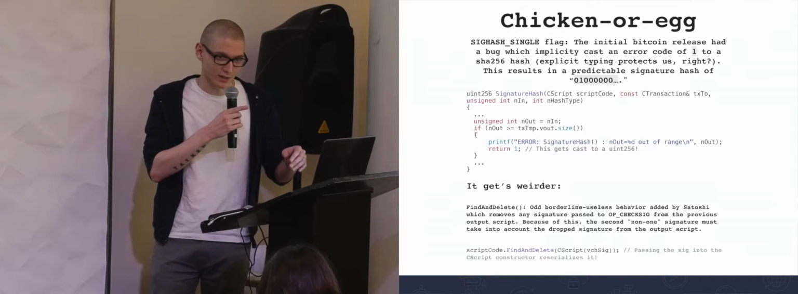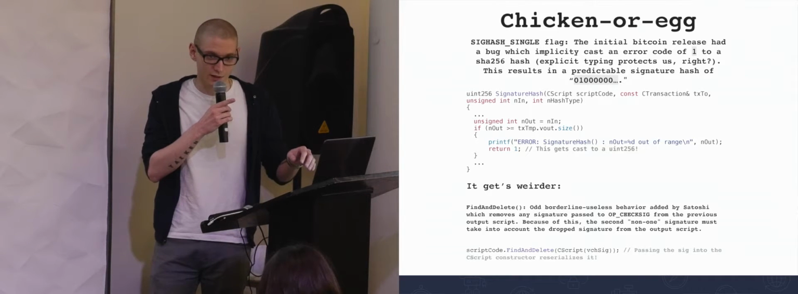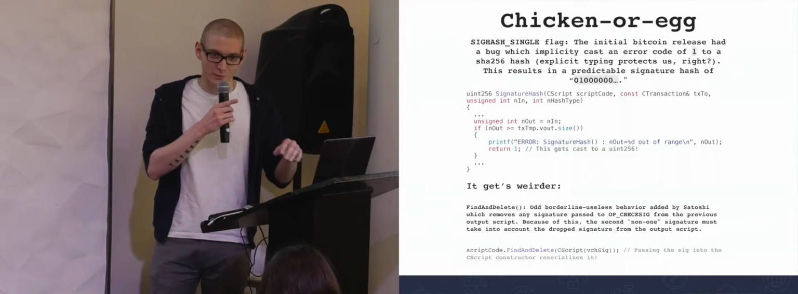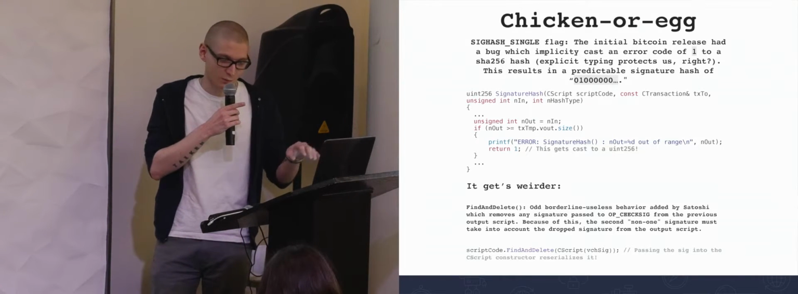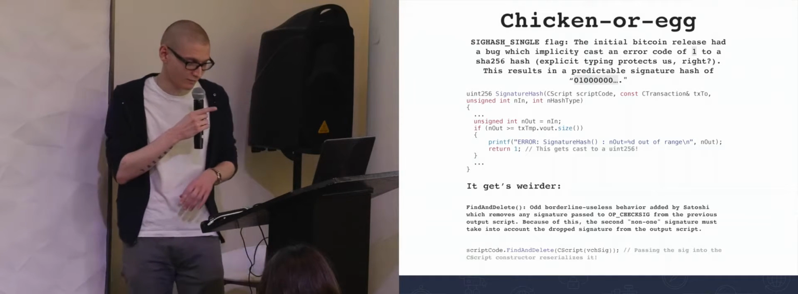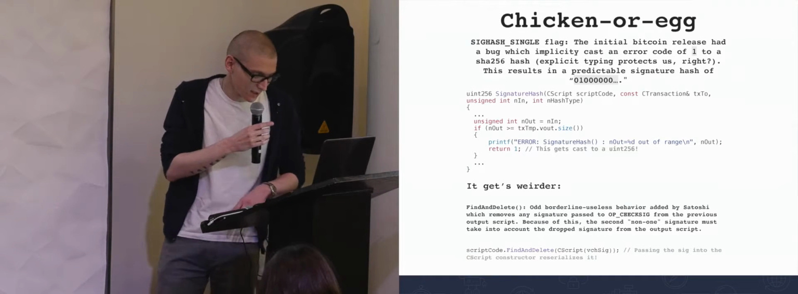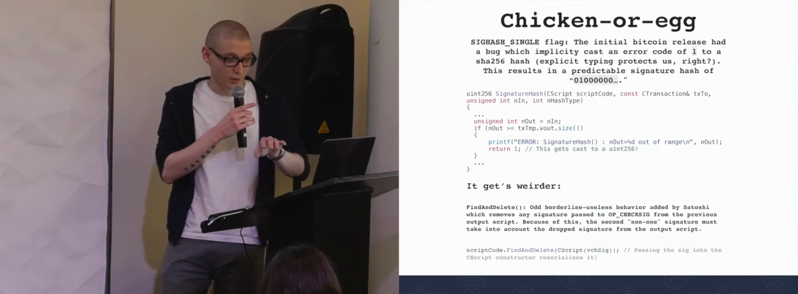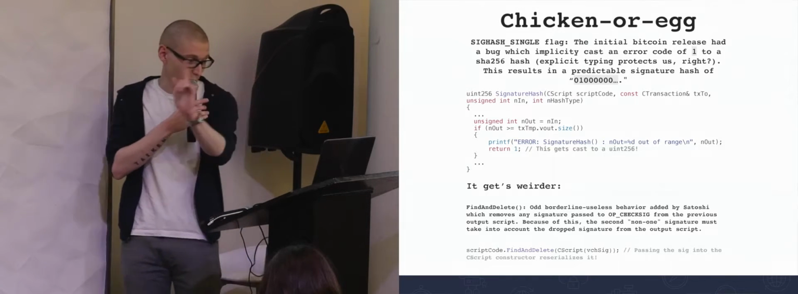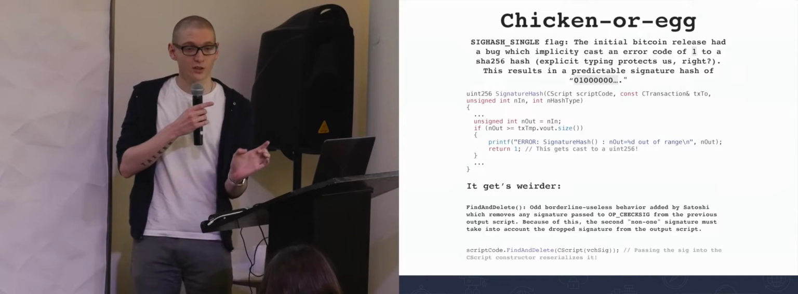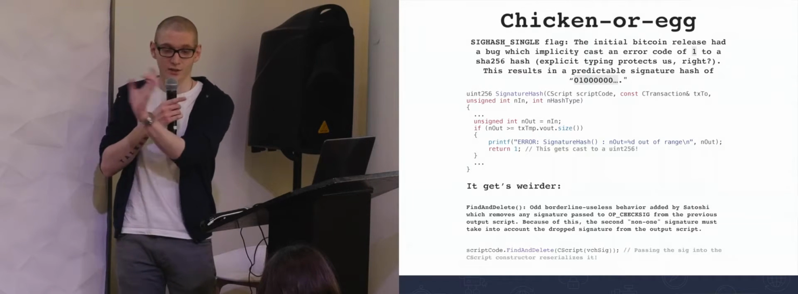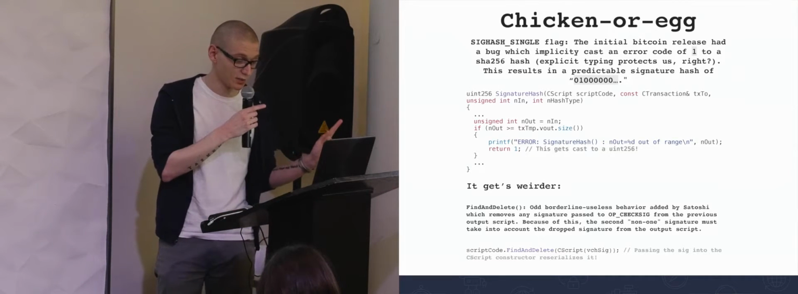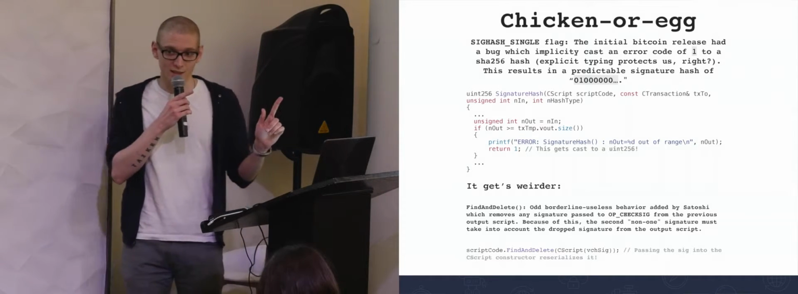It's actually pretty interesting. This is one case where explicit typing actually hurts you more than it helps you. If you were to write this in JavaScript, the code would just throw, but in C++, it actually ruins consensus rules. So because of this bug, this results in a predictable signature hash of a 1 followed by all zeros. So we actually know what the hash is ahead of time, regardless of what the hash of the next transaction is. But even stranger is that there's this find and delete thing.